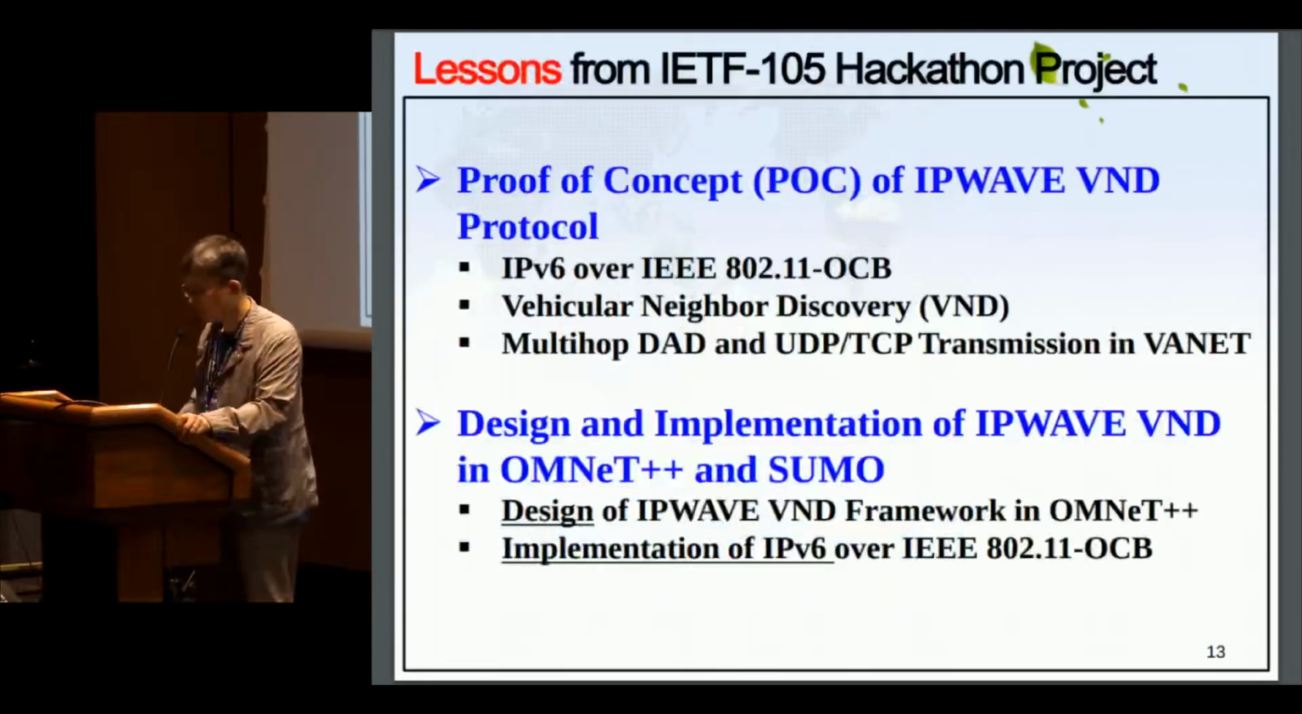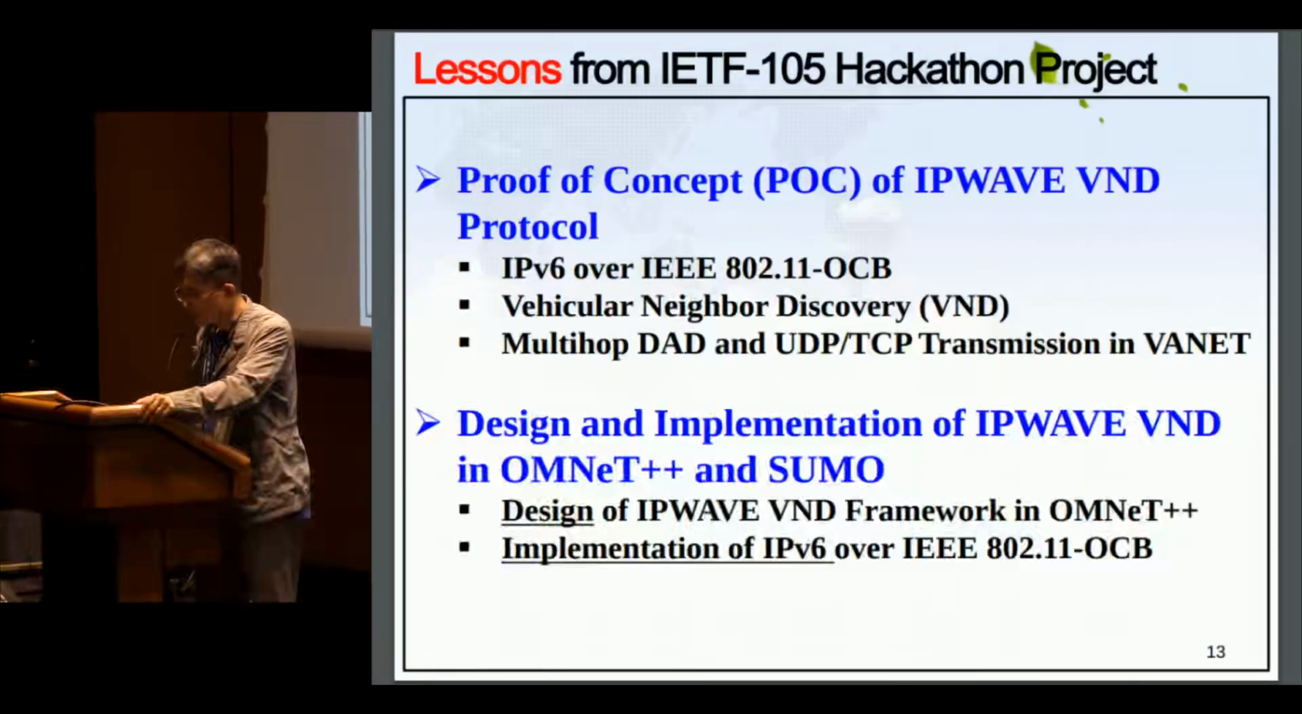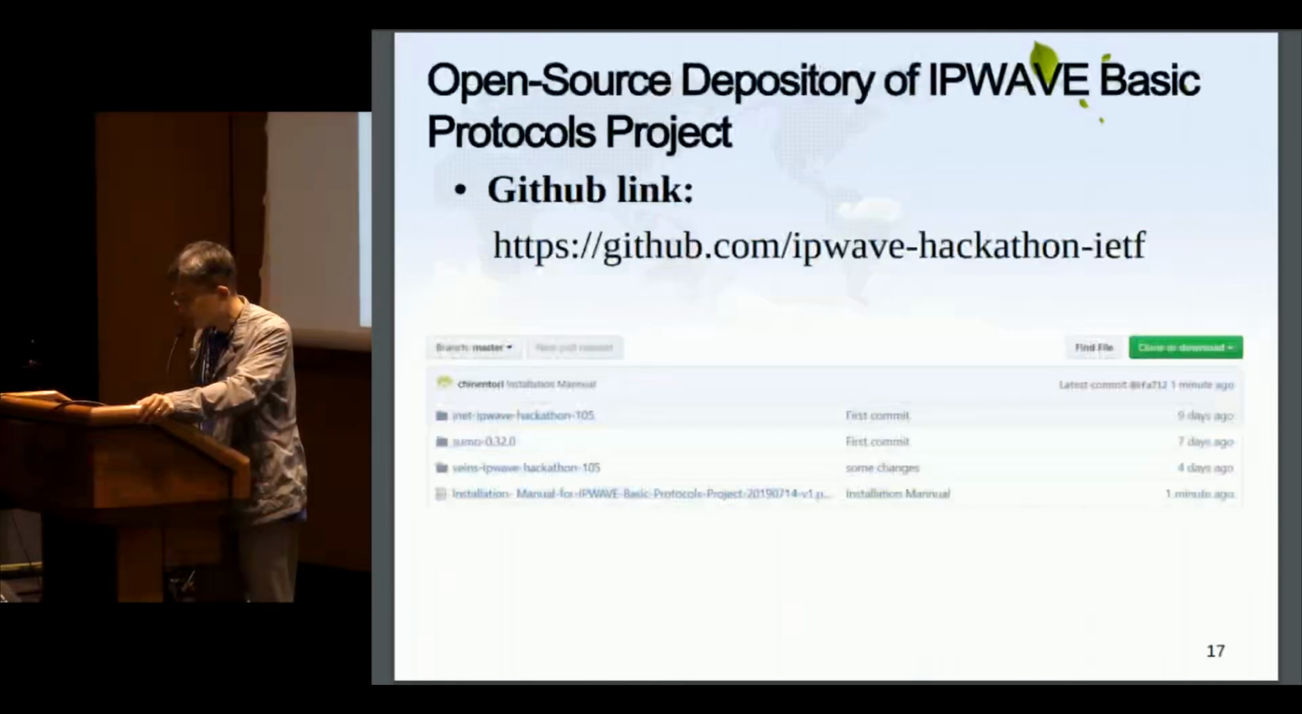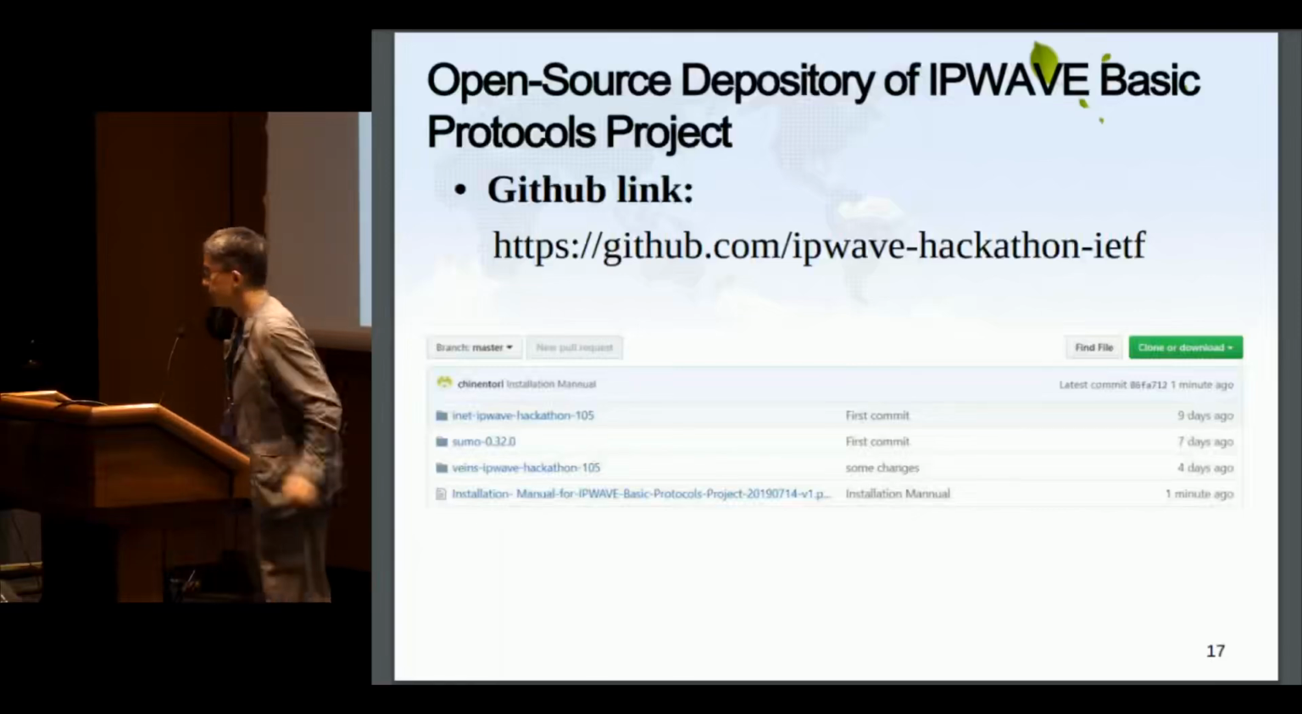During the weekend we learned that the proof of concept, IPWave, OCB, and vehicular neighbor discovery can work for the multi-hop vehicular network. You can take a look at the other material, the video clip, and also the GitHub link. Thank you for listening. Thank you.